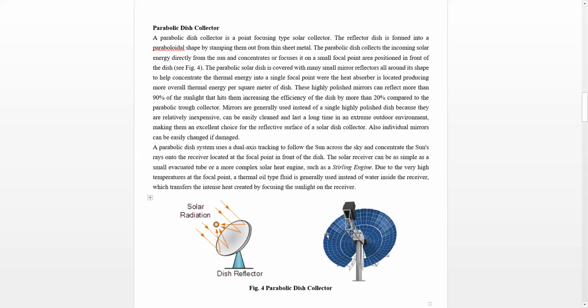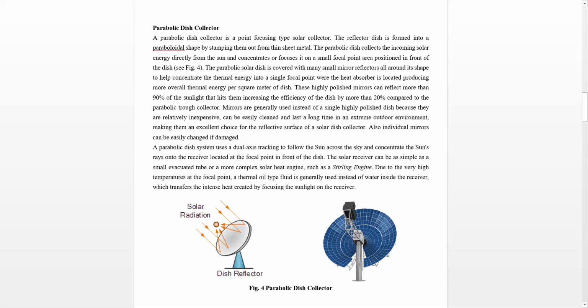So here you can see that the reflecting surface is not a highly polished stainless steel surface. Rather, the inside of this dish is covered with small size mirrors. These mirrors together make a large dish type of reflecting surface. These highly polished mirrors can reflect more than 90% of the sunlight that hits them, increasing the efficiency of the dish by more than 20% compared to the parabolic trough collector. So that means parabolic dish collectors are more efficient than the parabolic trough collector.